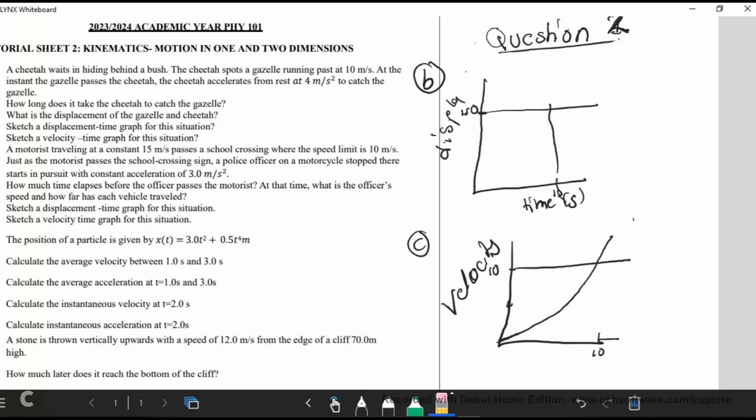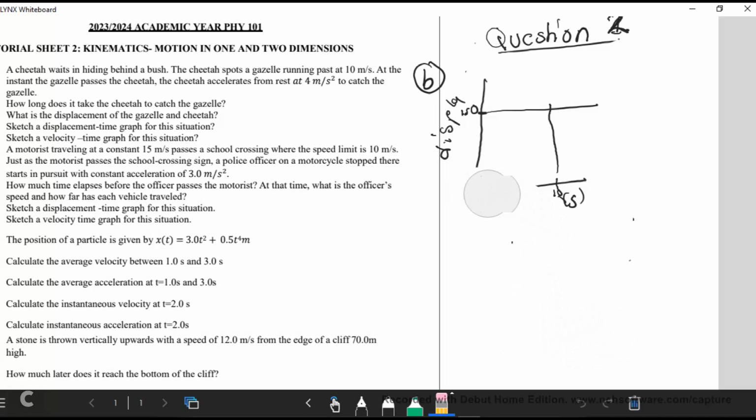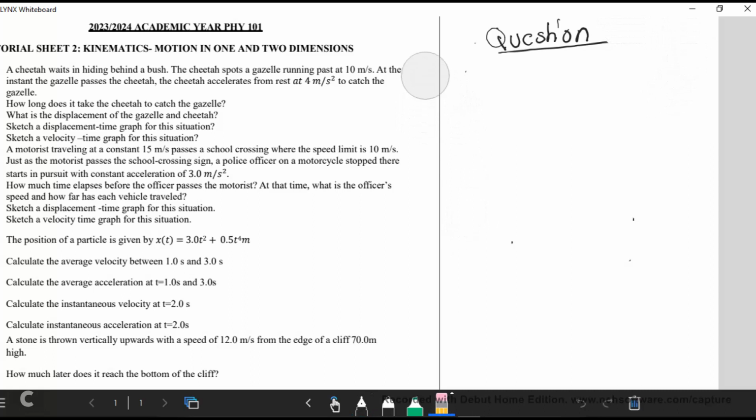Let's try to go on to question 3. So question 3, it says the position of the particle is given by, that is x(t) equal to 3.0 t squared plus 0.5 t to the power 4 meters, like that. I have to even write here to show that this is Question 3. So this is your displacement function.